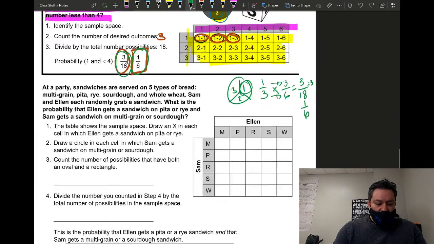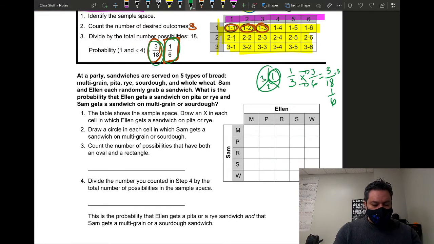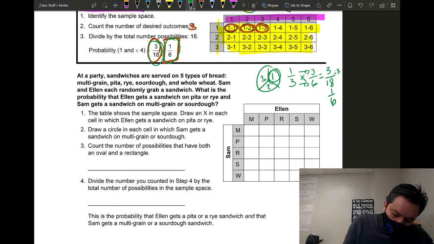Okay? Now let's look at this sample right here. It says at a party, sandwiches are served on 5 types of bread. Okay? Think about Subway, right? So they have different types of bread, different types of meat, they have the veggies and all that kind of stuff. It says they have 5 breads. So they have multigrain, they have pita, they have rye, they have sourdough, and they also have whole wheat. Okay? So they have 5 different ones.